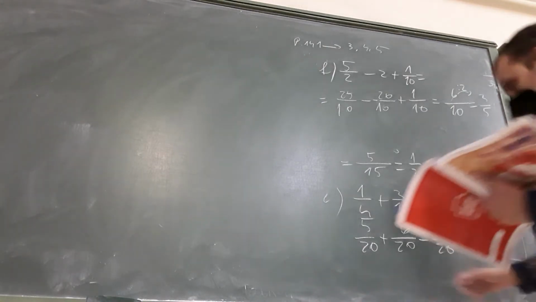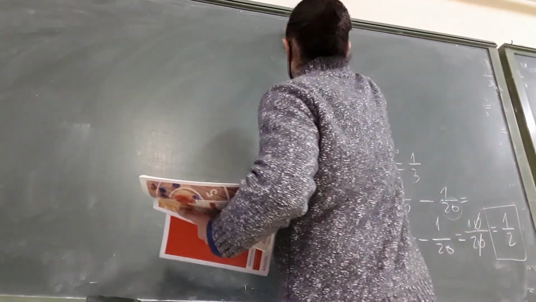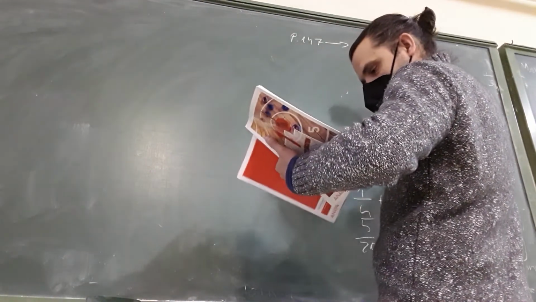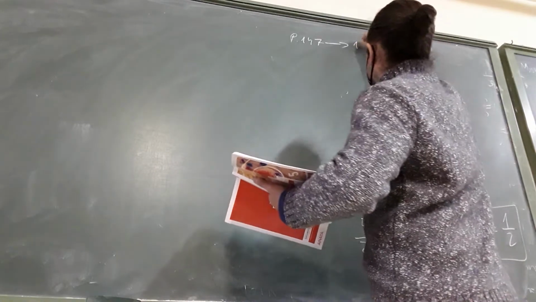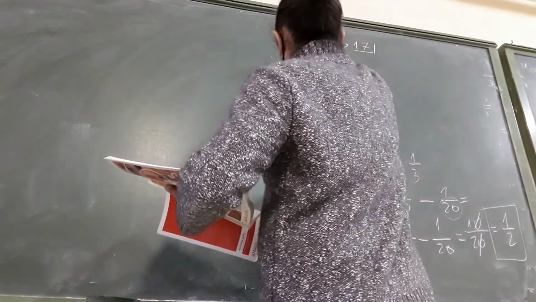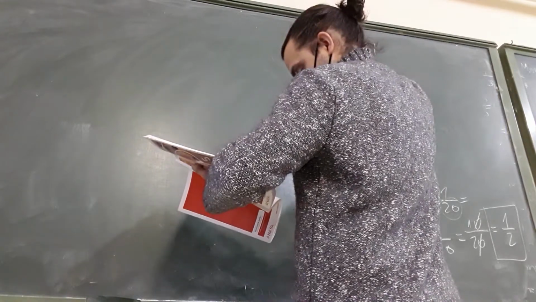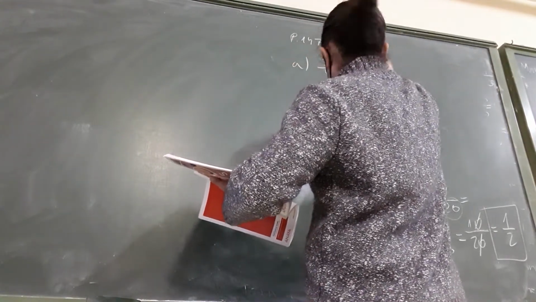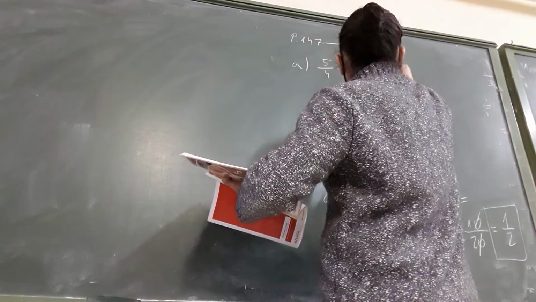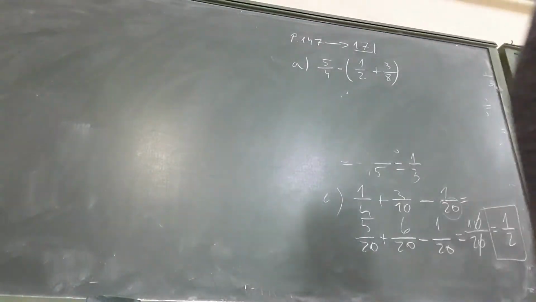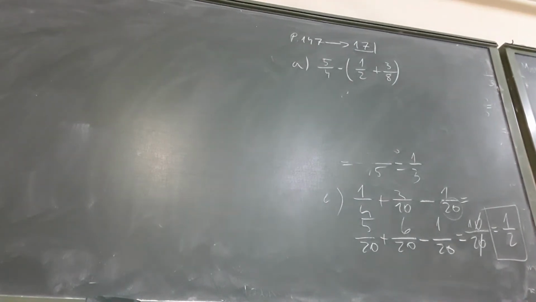So let's move to page 147. Page 147, and we are going to start with exercise 17. I am going to do the first one, 5 quarters. I am going to solve this, A, and then you are going to keep on with the others.